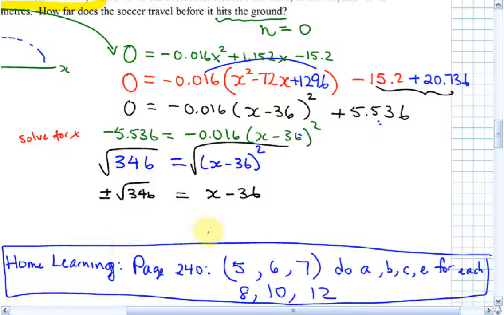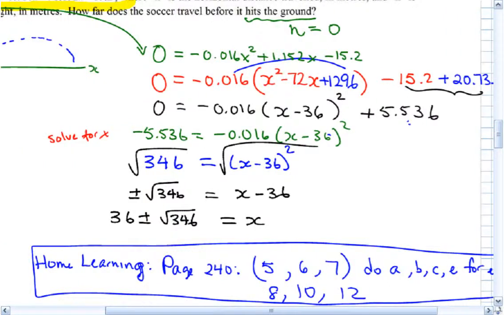And once again, I'm not looking for a decimal answer. I'm looking for an exact value. So leave it as a square root. And I'll say it's 36 plus or minus root 346. And you're kind of done, but let me show you which one of these is the right answer, because there's two of them, right?